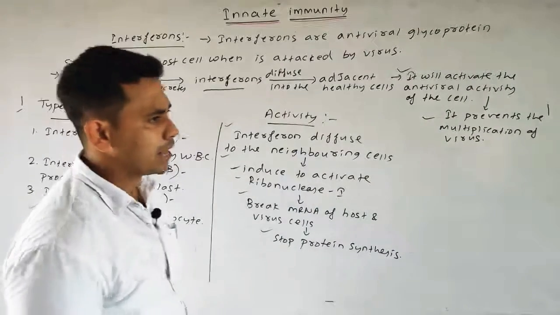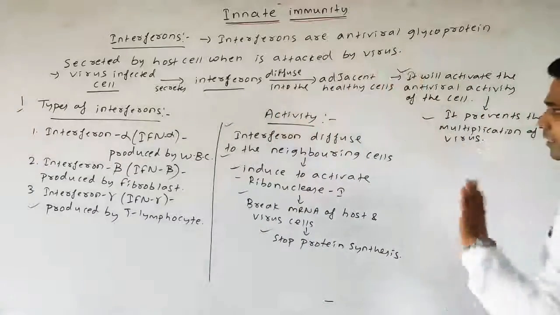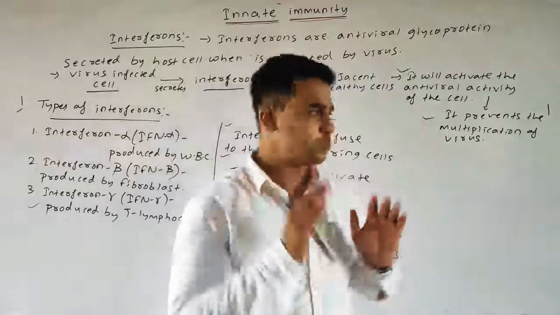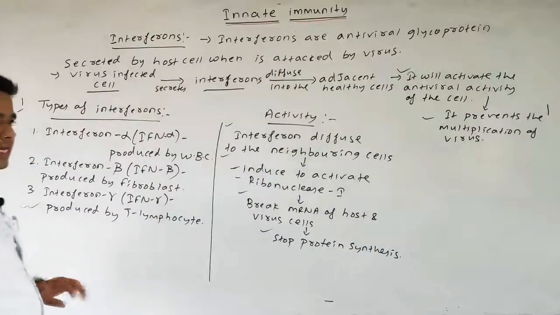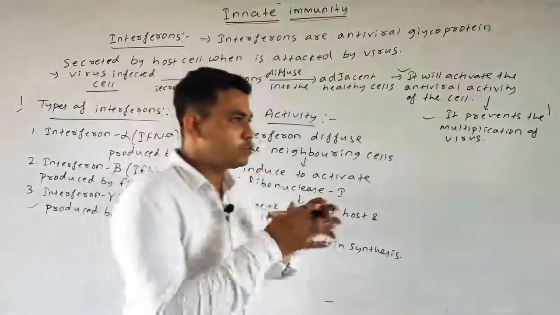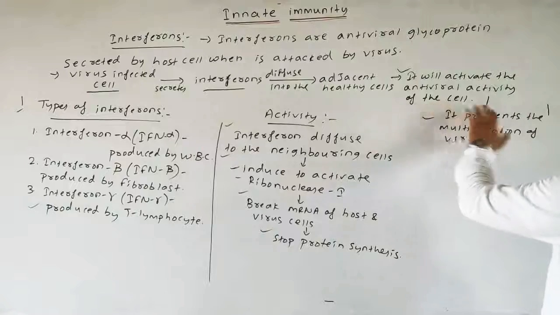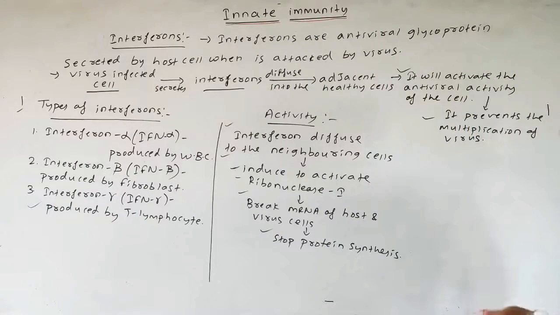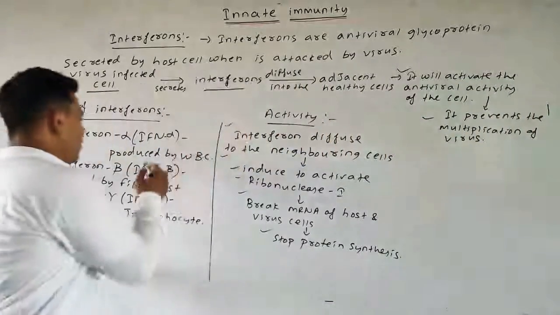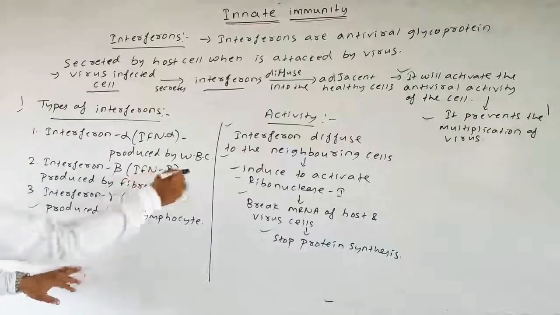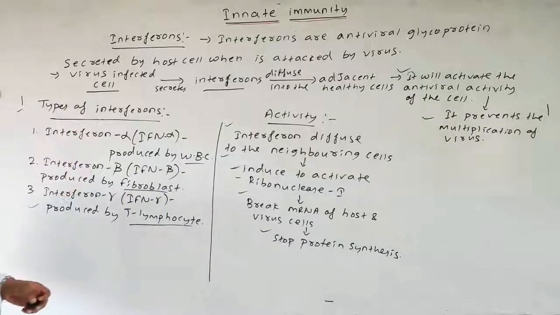These are the antiviral glycoprotein which are secreted by the host cell which is attacked by the virus. Next, the virus infected cell secretes the interferon which diffuses into the adjacent healthy cells, and it activates the antiviral activity of the cell, which eventually prevents the multiplication of the virus. And these are of three types: alpha, beta and gamma. Alpha is produced by WBC, beta is produced by fibroblast, and gamma is produced by T lymphocyte.